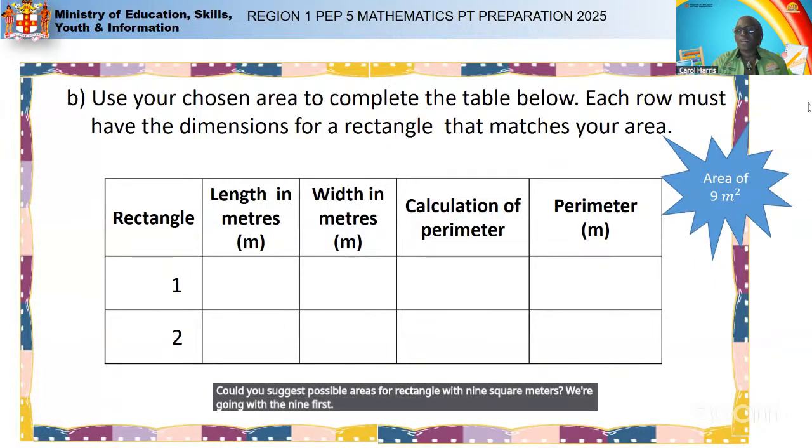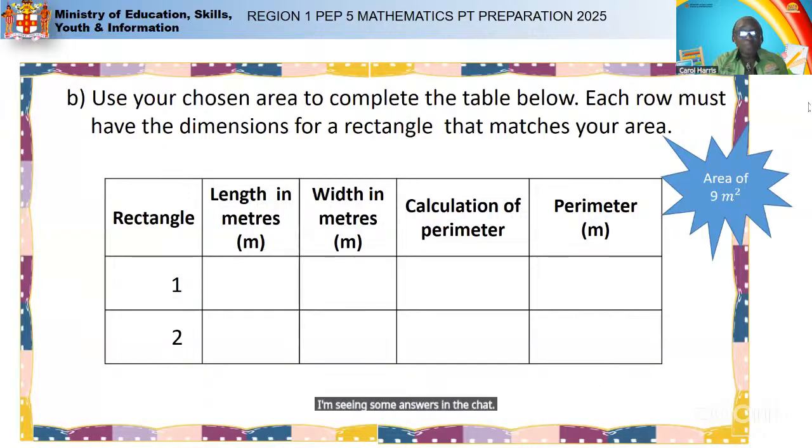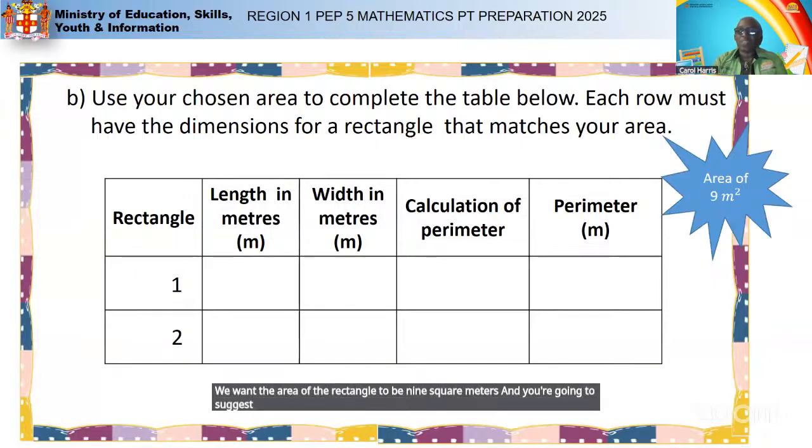I'm seeing some answers in the chat. One says 81 meters squared, but it's supposed to be 9 square meters. So read the question carefully. We want the area of the rectangle to be 9 square meters, and you're going to suggest to me a length and a width that would give us an area of 9 square meters. Make sure we're clear on what the question is asking.